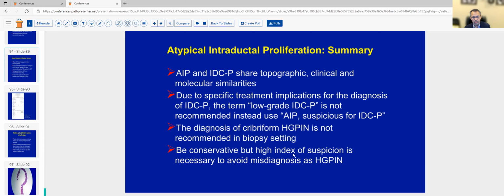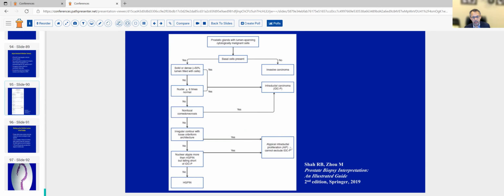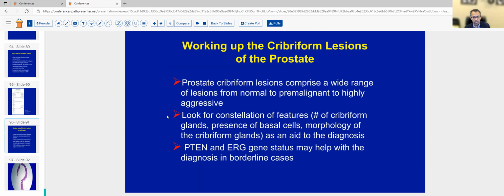biopsy. So this is a flow chart that I have used in my book, Prostate Biopsy Interpretation, and this essentially summarizes what I discussed with you. So please feel free to follow this particular flow chart.